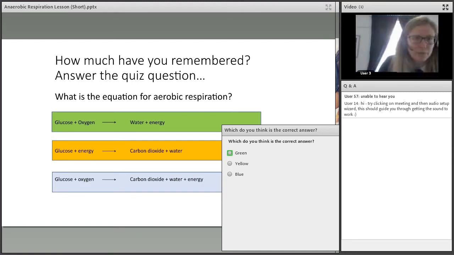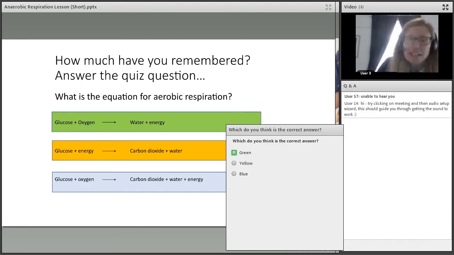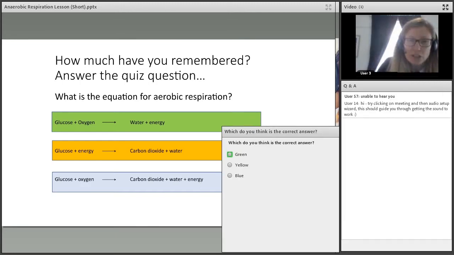Okay, so let's see how much we've remembered so far. I'm going to get you to take part in a poll. The question is this. That process that we've just seen was called respiration or aerobic respiration. And I'd like you to look at the 3 boxes on the board and tell me which one you think is the correct word equation for aerobic respiration. A minute, right.